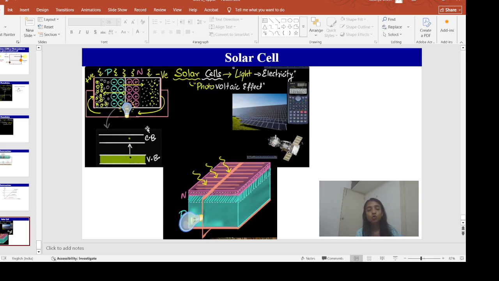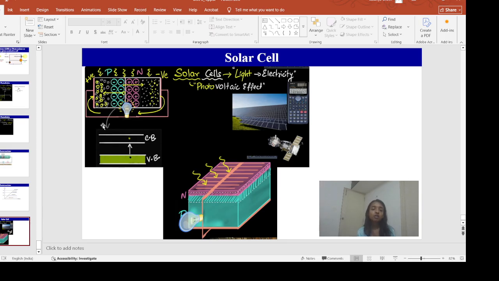Next topic is solar cell. In the solar powered pump, we have already seen the solar panels, and at that time I told you the solar panel converts the solar energy or light energy into electrical energy. So the solar cell converts light to electricity.